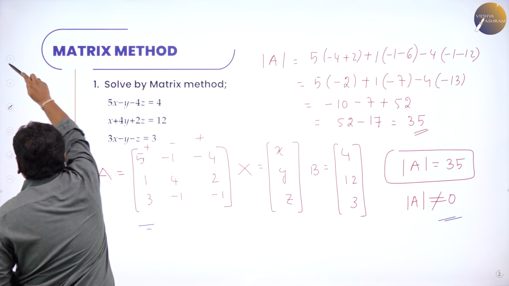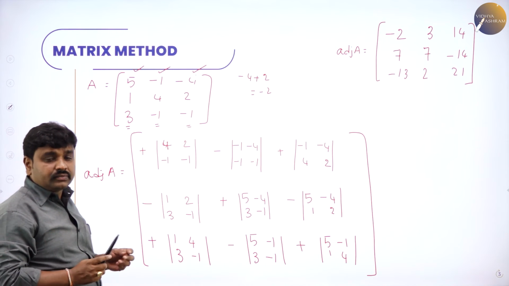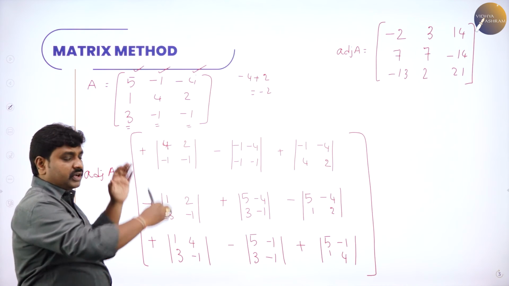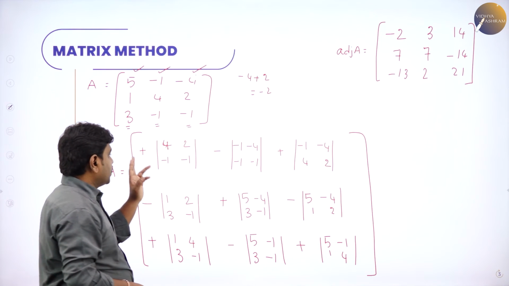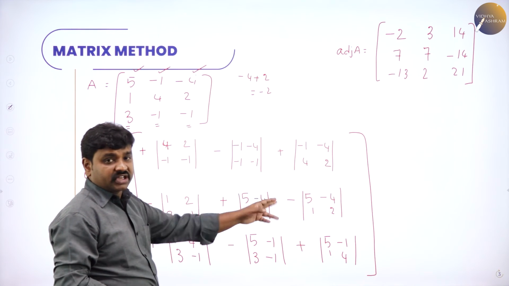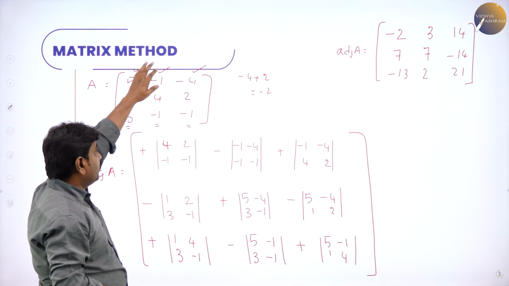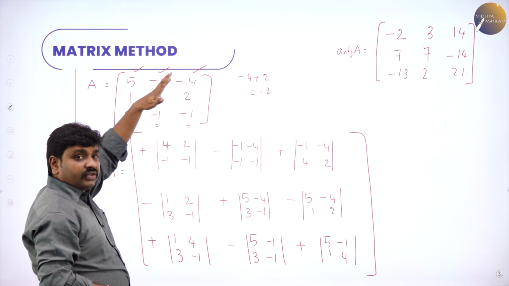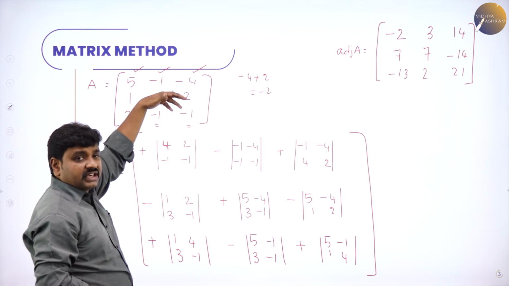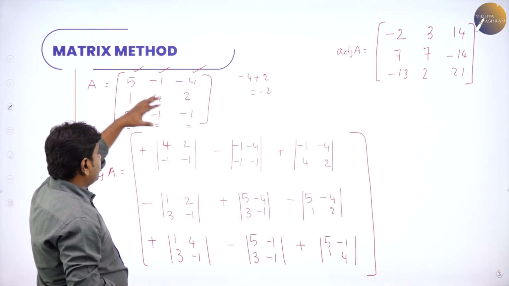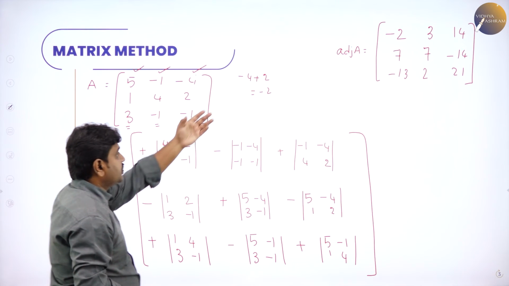After you find the determinant, go to adjoint. Minor, cofactor, adjoint is a long process, but directly you can find the adjoint. Put a big matrix and put the signs plus minus plus, minus plus minus, plus minus plus. Then for each element, first A11, A12, A13 like that, you find the cofactor, find row wise and put column wise. Then you will get the adjoint.